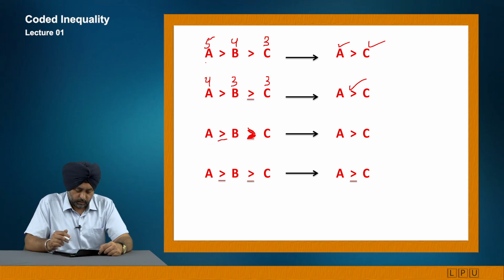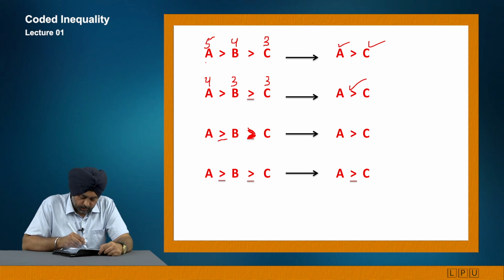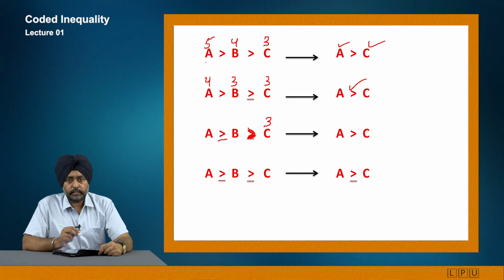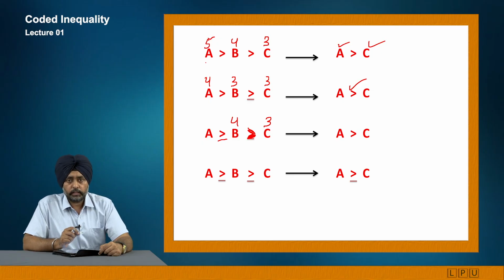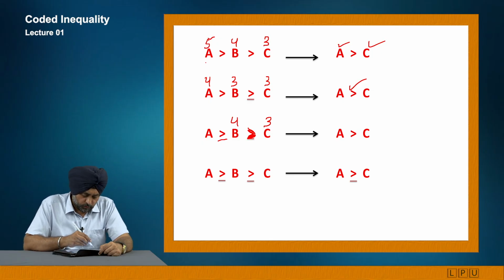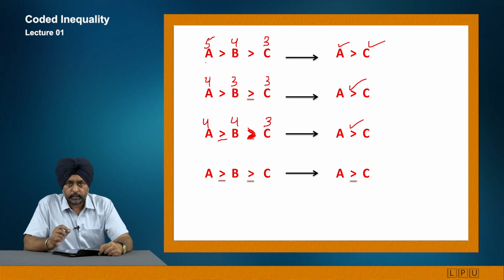Let us come to the next case. Here suppose c is 3 and b is greater than c. So the minimum value of b will be 4. a is greater than or equal to b. So the minimum value of a will be 4. In this case also a will be definitely greater than c.